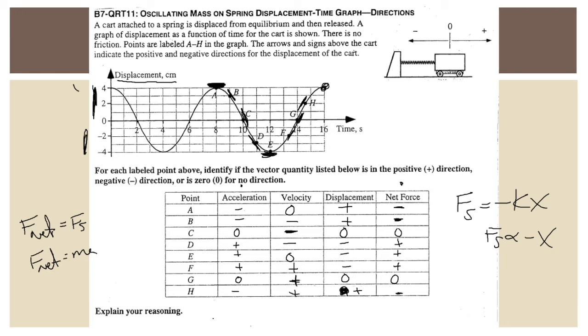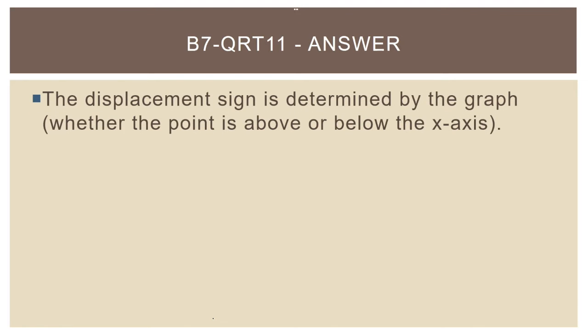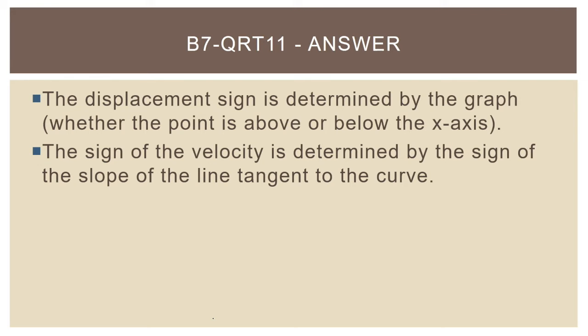All right, for the explanations here, I just decided to go in the order of the complexity of the quantities, and so I started here with the displacement or the position. The displacement sign is determined by the graph, right? You just read it. It's whether the point is above or below the x-axis. For the velocity, you got to look at the slope of the tangent line. The sign of the velocity is determined by the sign of the slope of the line tangent to the curve.